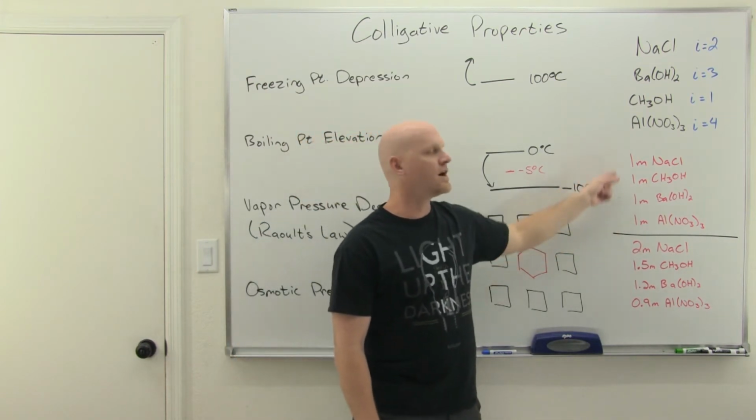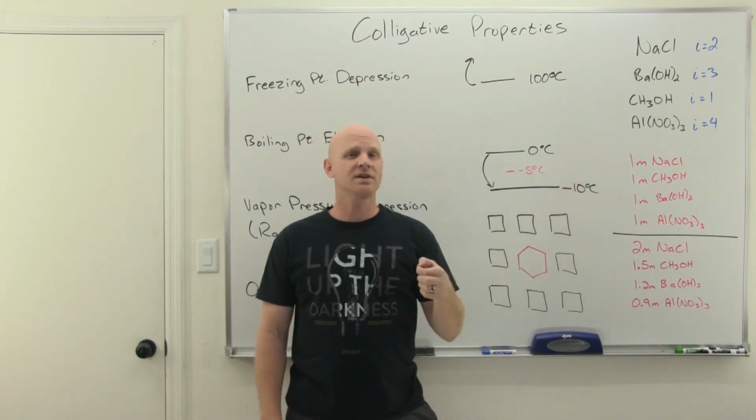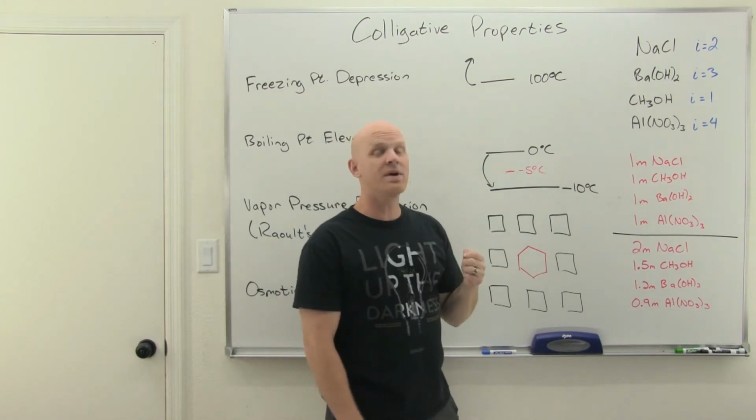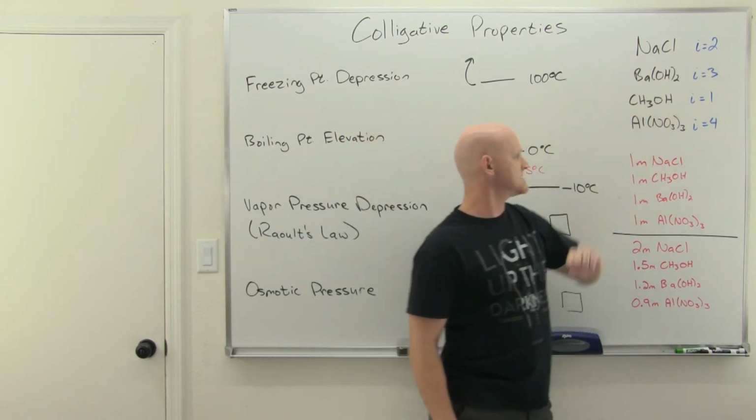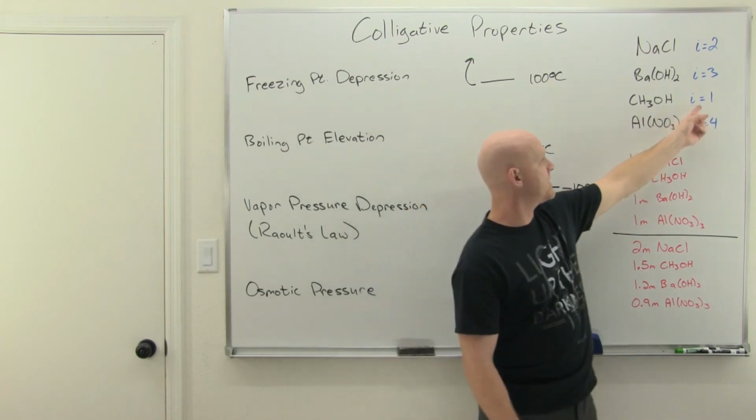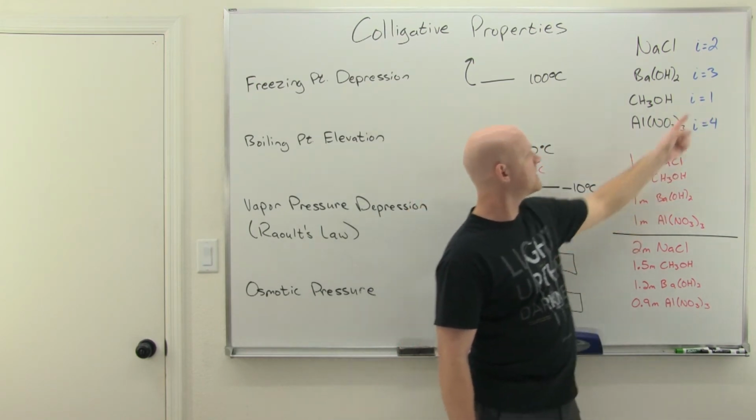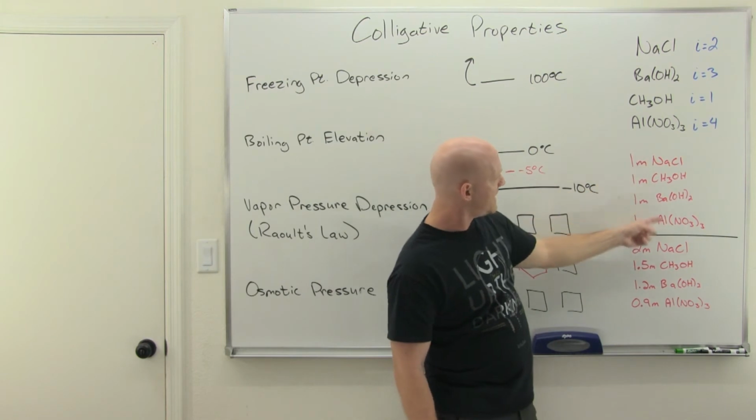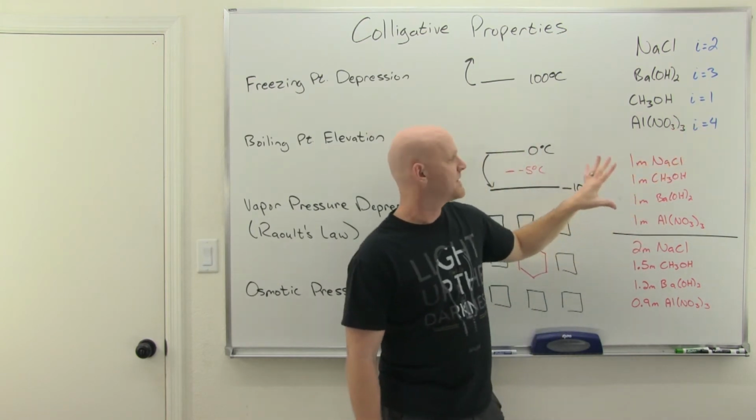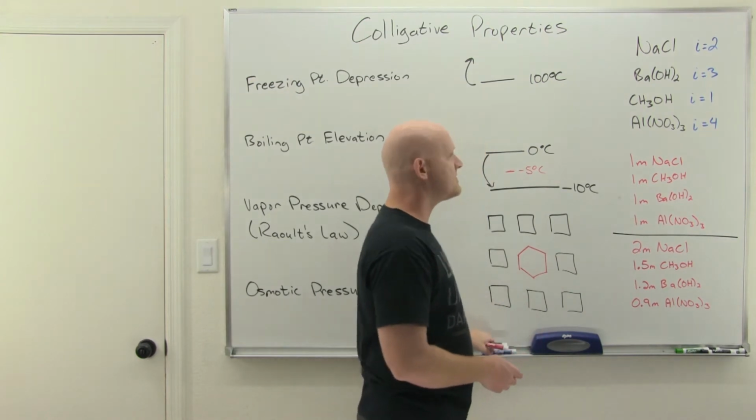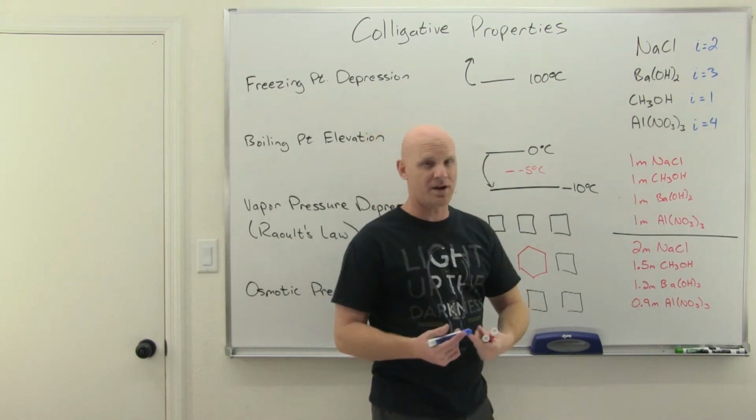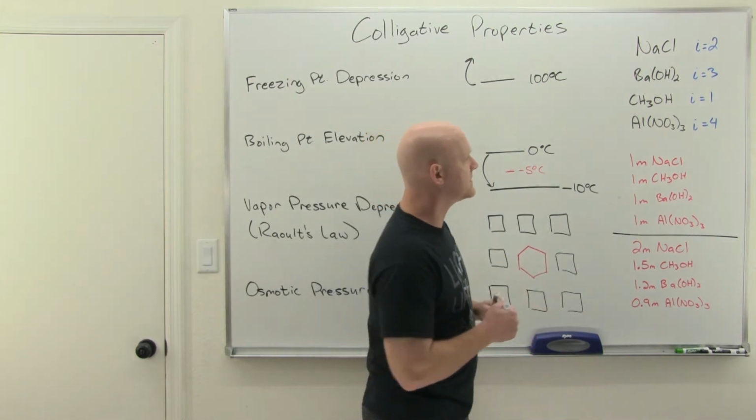Well, these are all equal concentrations, and even though they're all initially equal concentrations, they don't break up into an equal number of pieces. We saw that NaCl breaks up into 2 pieces. Methanol doesn't break up into any additional pieces. Barium hydroxide breaks up into 3 pieces, and aluminum nitrate breaks up into 4 pieces. So even though initially it looks like we have equal concentrations, if you factor in how many pieces they break up into, you can get a total solute concentration.